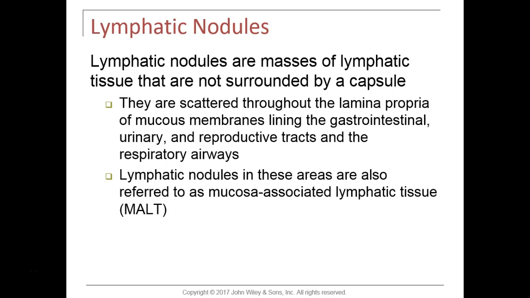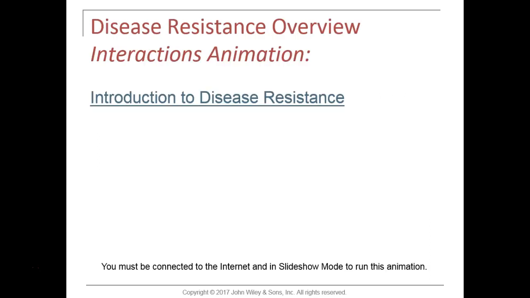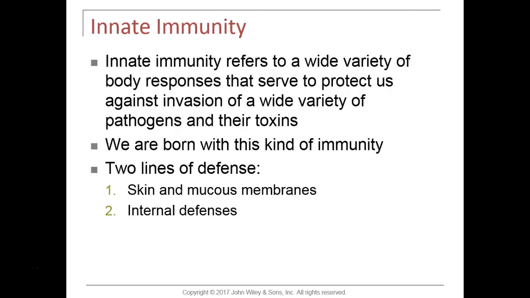So lymphatic nodules are pretty important in helping activate B and T cells throughout mucous membranes in our body to aid in immune responses. You can view this animation, Introduction to Disease Resistance, a pretty good animation that talks about the two types of resistance mechanisms that we're going to be getting into. So let's start with innate immunity.